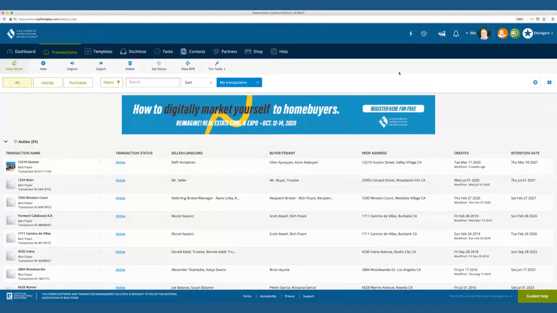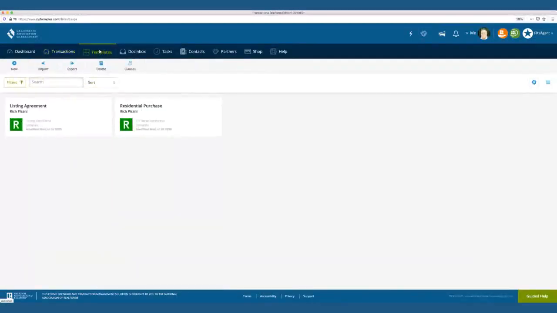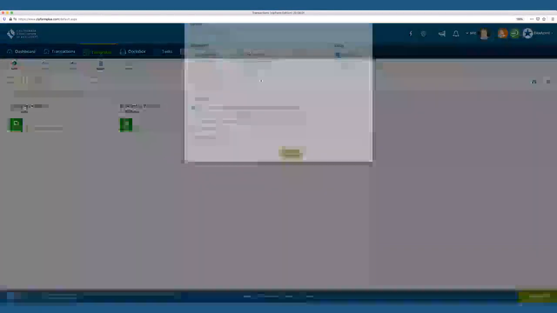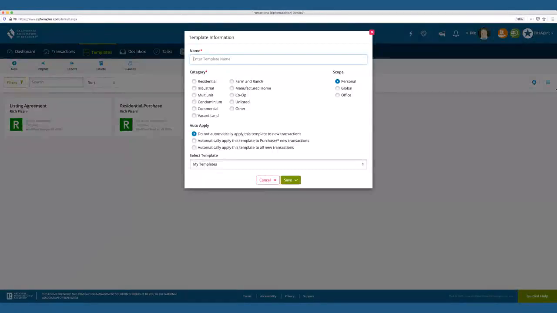And the very first thing you should do as a new agent is create a template. You'll see up here on the top, it gives you transactions, dashboards, templates, all of that. So if you go to templates, then you're going to add a new template, and this will be a new purchase offer. And you should go residential, because most of you are going to be in the residential realm mostly, as opposed to commercial.